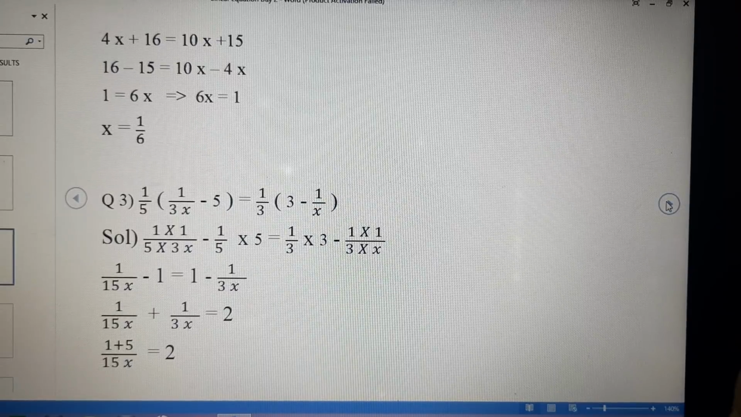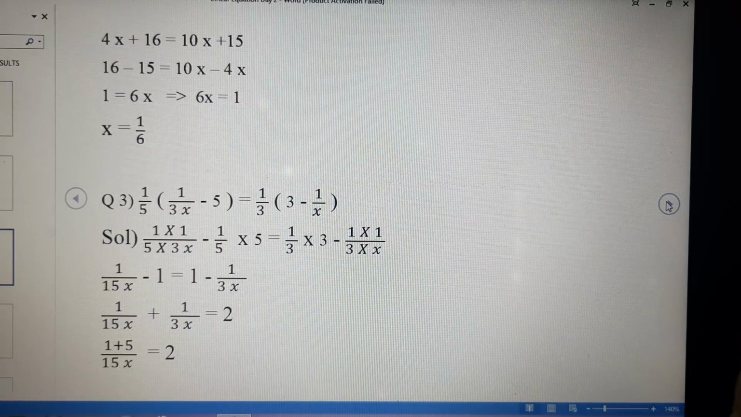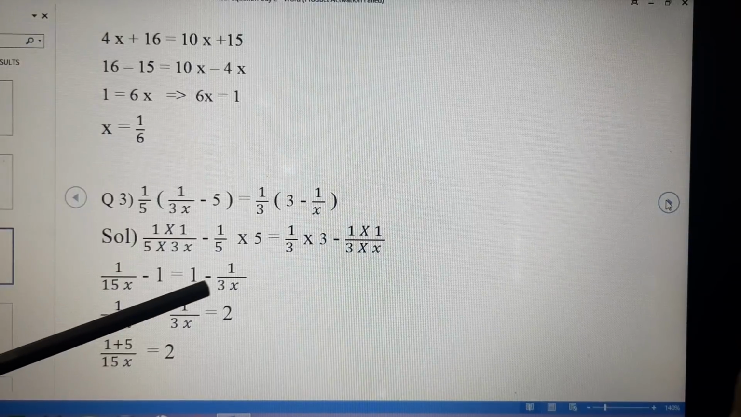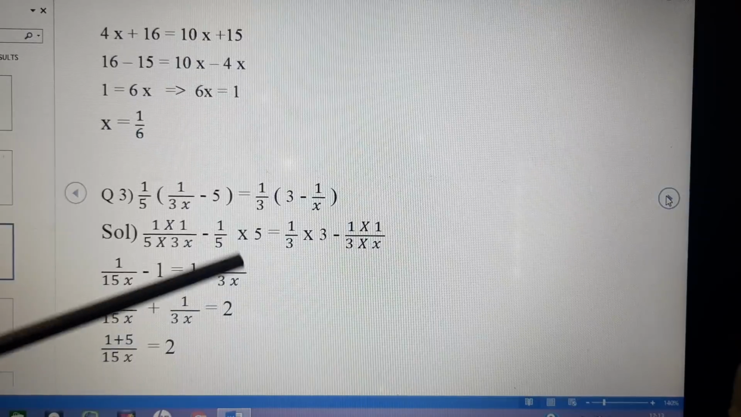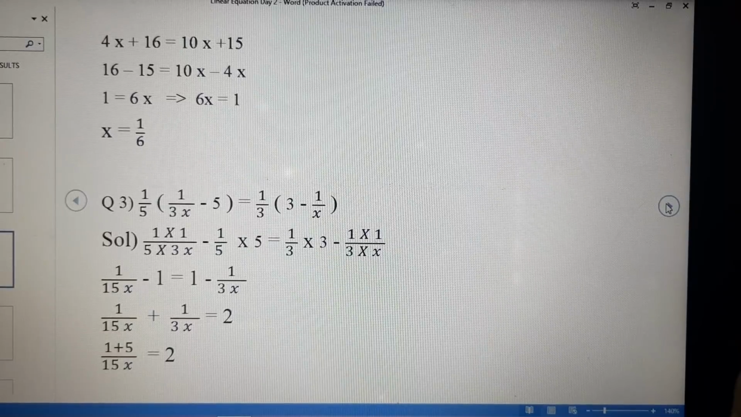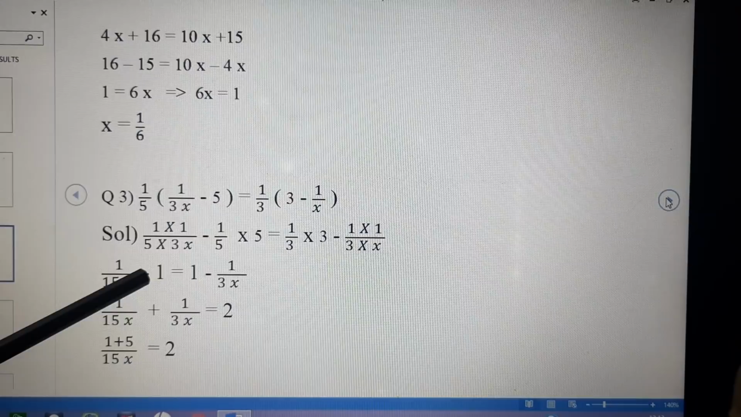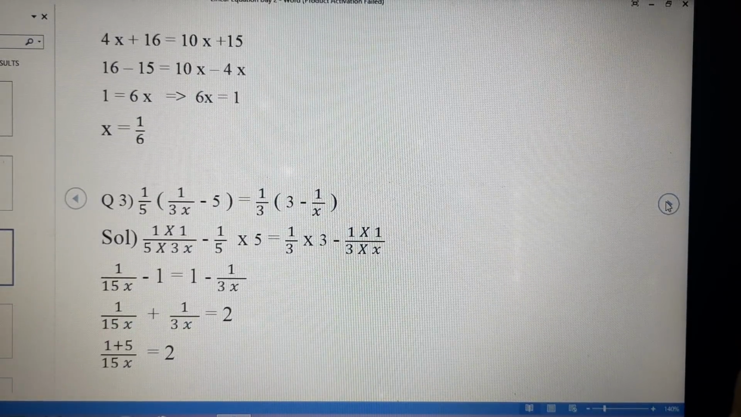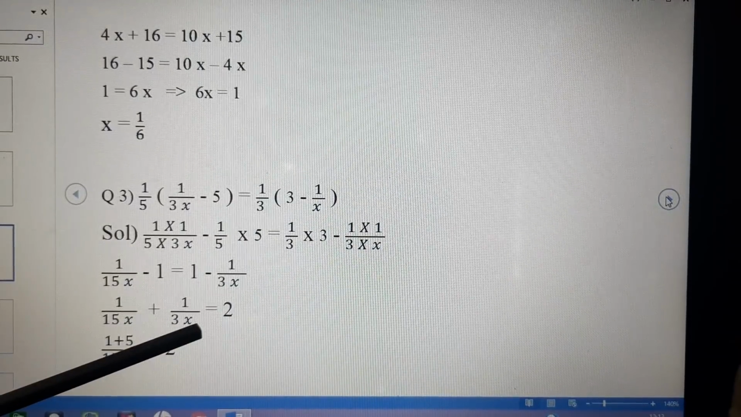You can carry forward it, or first you can bring both the x together and then you can take the LCM. So that's what I have done. Minus 1 upon 3x, the entire fraction will be transferred to other side, becomes plus 1 upon 3x. 1 was already here, minus 1 comes this side, minus 1 becomes plus 1, so 1 plus 1 becomes 2. Clear? Now we have 15x and 3x.